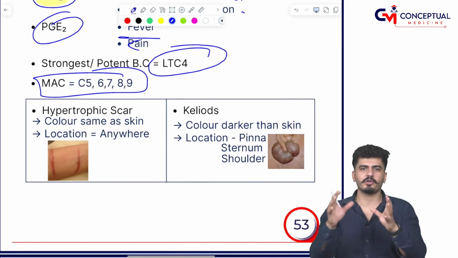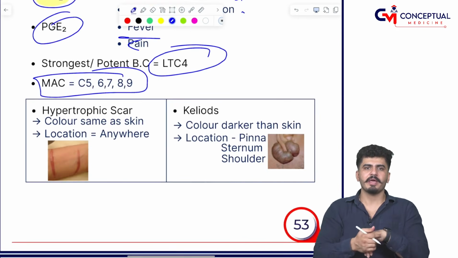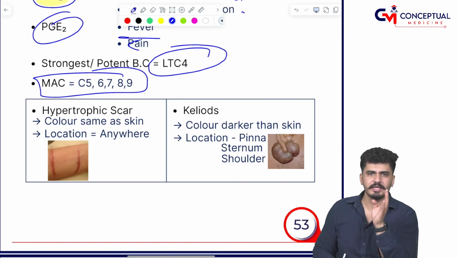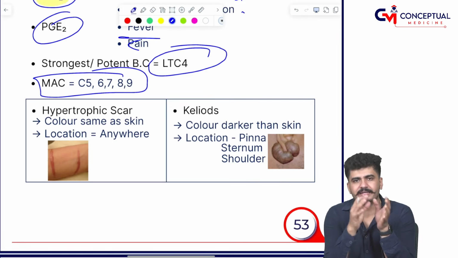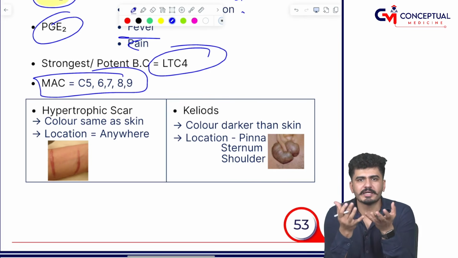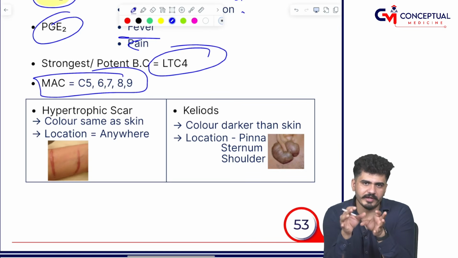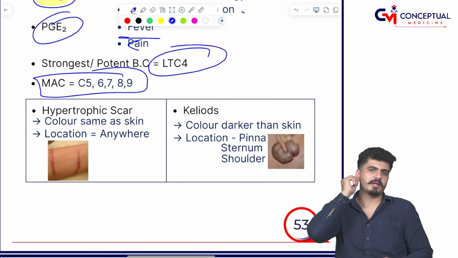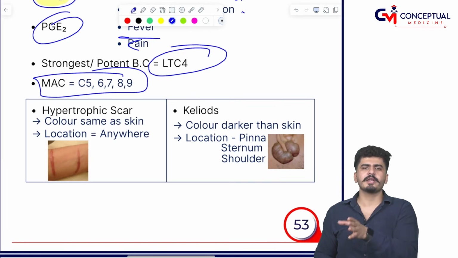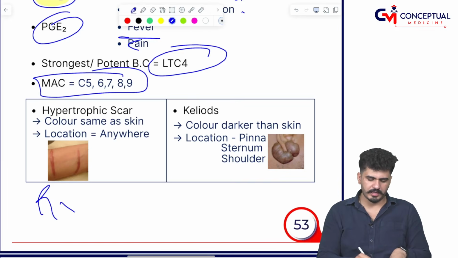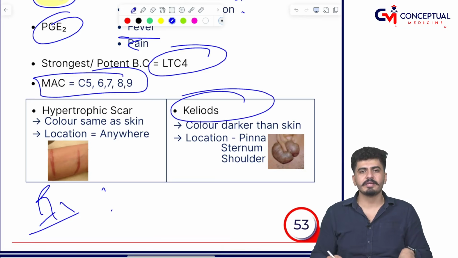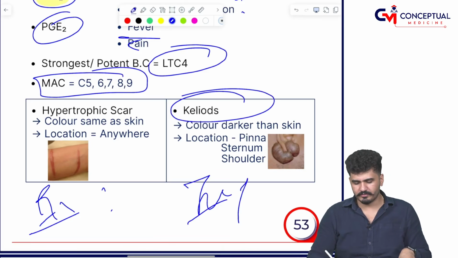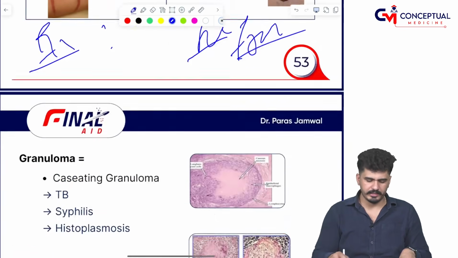Now what is the main difference between hypertrophic scar and keloid? So this is an important topic you need to revise for your exam. Hypertrophic scar, you will see the color will be approximately the same as skin, and it can be present anywhere. The keloid is darker than the skin, and the favorite sites for the keloid are going to be the pinna, sternum and shoulder. What treatment are you going to offer in the hypertrophic scar? Local cream application you can apply. Keloid, you will give intralesional injection of triamcinolone, done and dusted, sir.